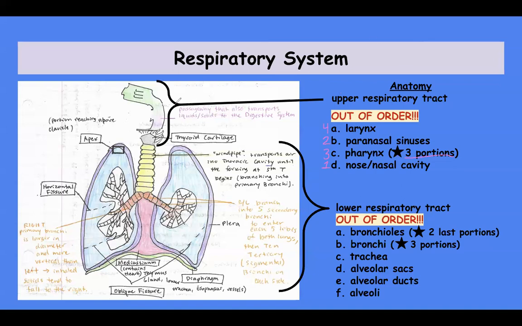So that was for the upper. So let's do the lower one, the lower respiratory tract. Let's put these in order. Feel free to unmute or put your ideas in the chat. I'll annotate on the screen to follow along. And then the next slide will reveal the correct order, and then we'll go over that.